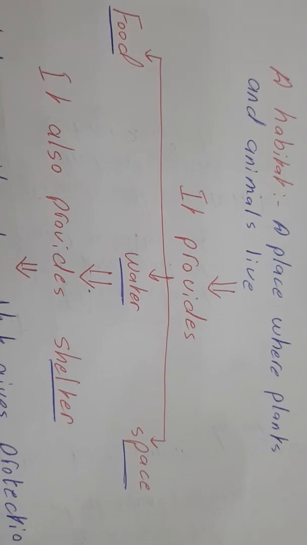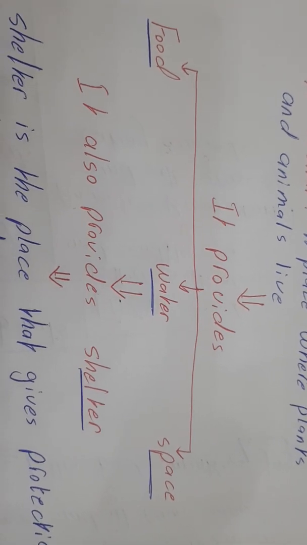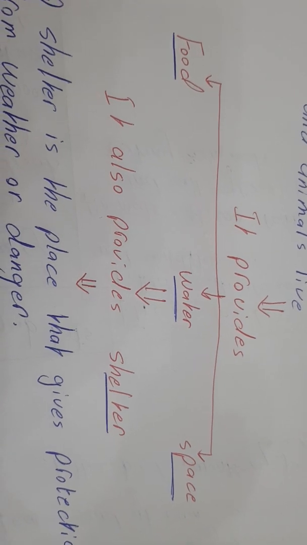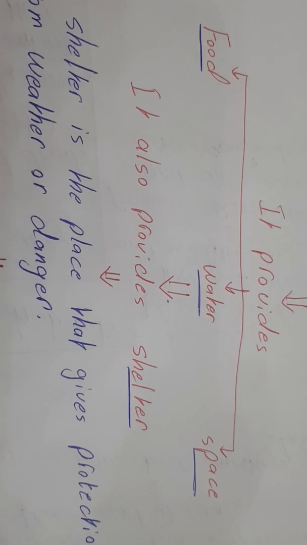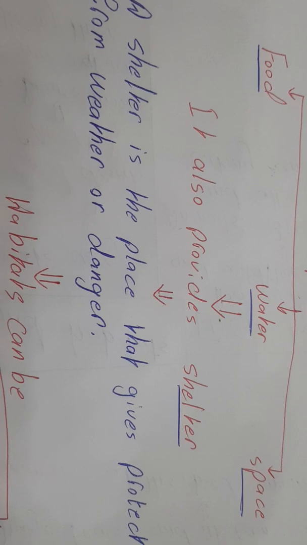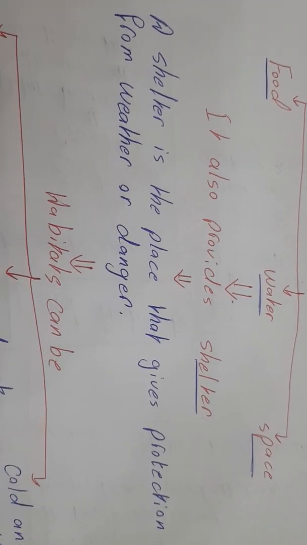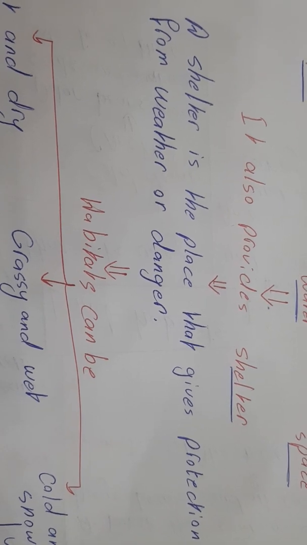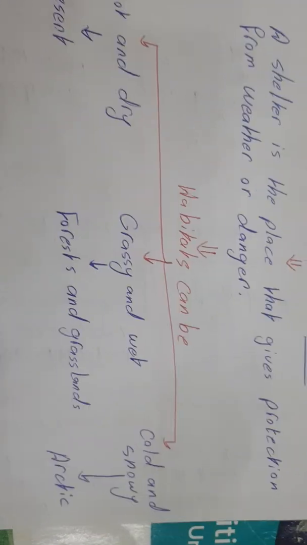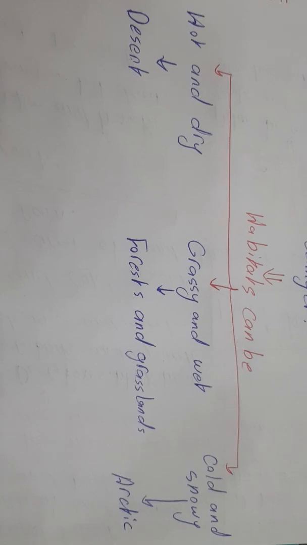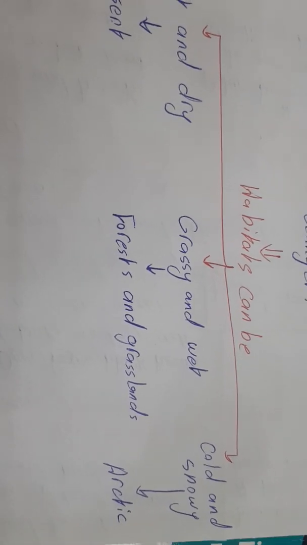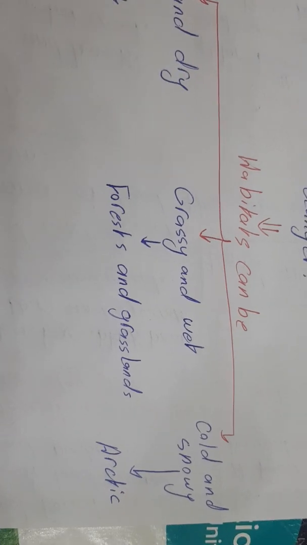So it provides three important things and another thing which is more important than them. The first three things are food, water, space, and the most important thing is a shelter. What is the shelter? It's the place that gives protection from weather or danger. Now, habitats can be hot and dry like desert, grassy and wet like forests and grasslands, cold, snowy like the Arctic.